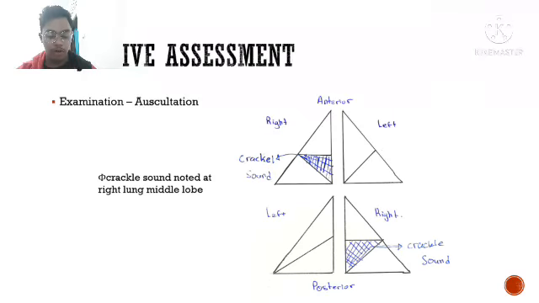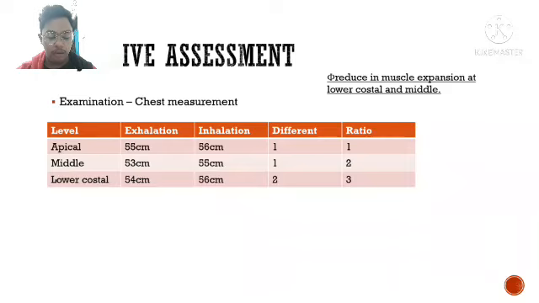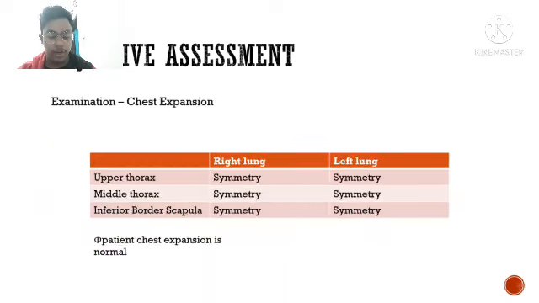For examination, for auscultation, I located the crackle sound at the right lobe. For chest measurement, the ratio for the patient is 1:1:2. Apical is 1, the middle is 1, and lower costal is 2, which means it is not normal, with reduced expansion at the lower costal and middle. For chest expansion, it is symmetrical for right and left lung.